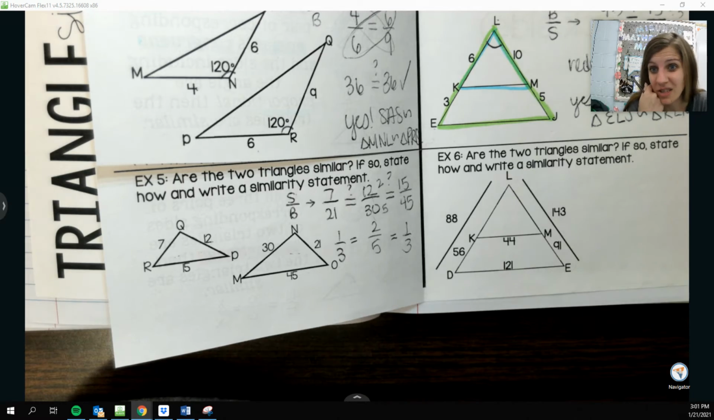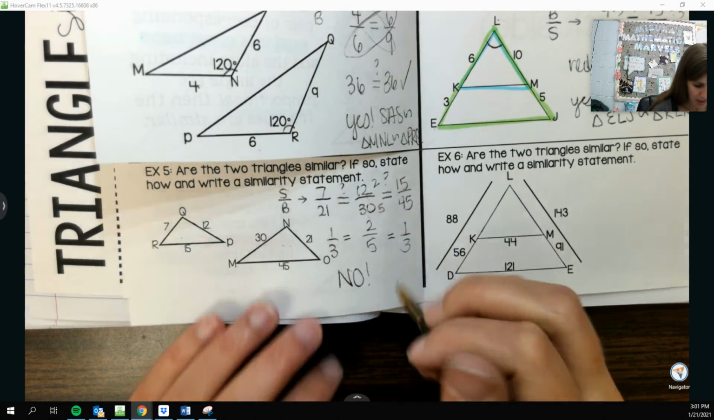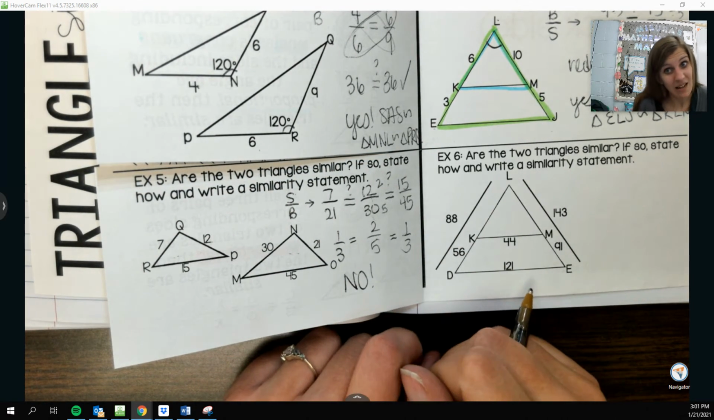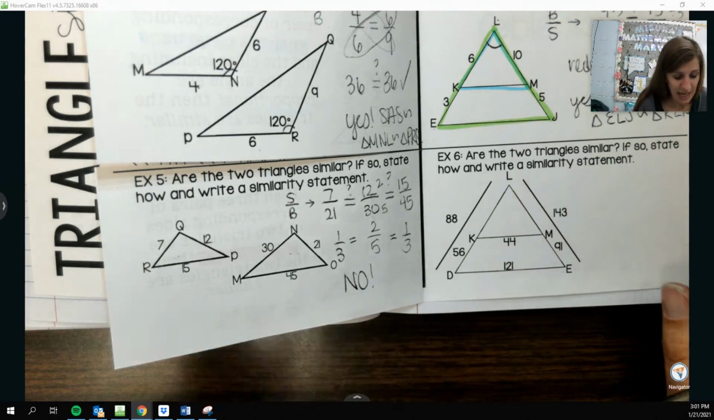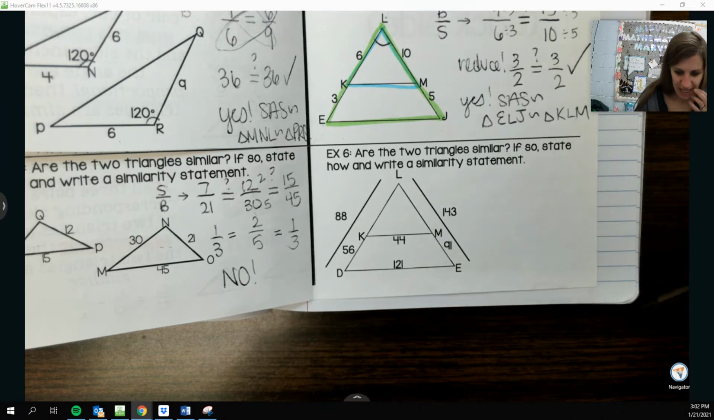Yeah, I mean, I reduced everything, just not similar. I felt weird because I thought they were all going to be, but they don't have to be. So no, not similar. So we're not going to write a similarity statement. And then last one to try here.